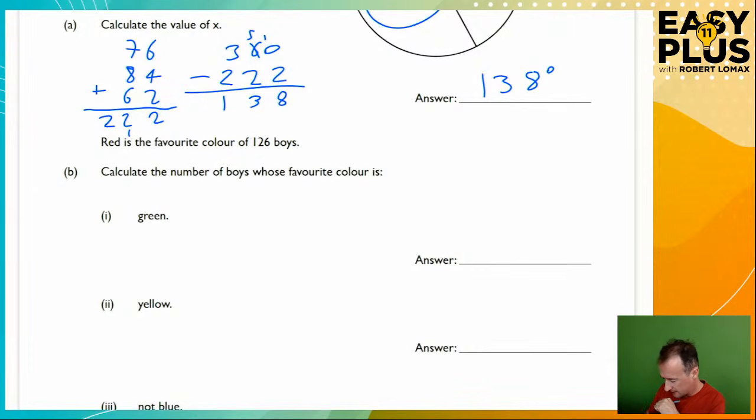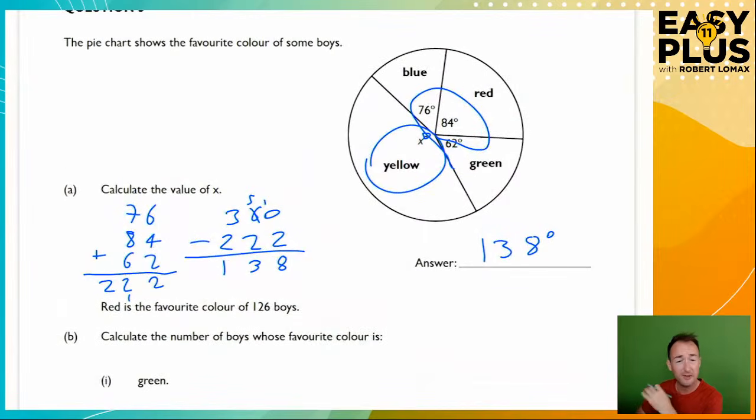Okay, now this is probably the hardest question style that you're likely to get for pie charts in an exam.